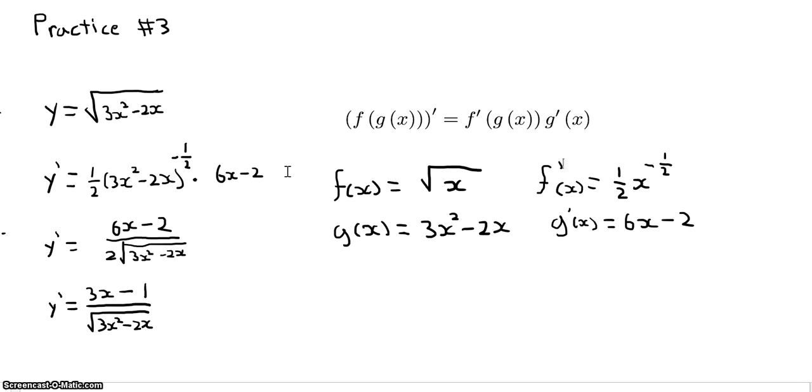And in this case, you can actually simplify this together because all of this right here is actually the same thing as 1 over 2 times the square root of 3x squared minus 2x, because negative 1/2 is the same thing as 1 over the square root of x. So if we do that, and then we multiply that by 6x minus 2, they end up going over top of each other. And then the 2's can cancel out, so you end up getting y prime is equal to 3x minus 1 all over the square root of 3x squared minus 2x.